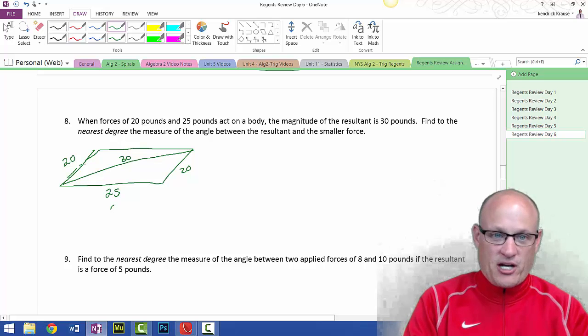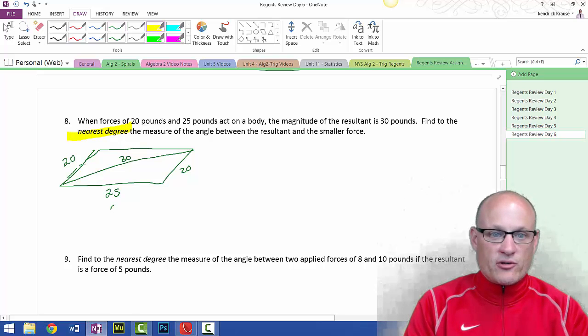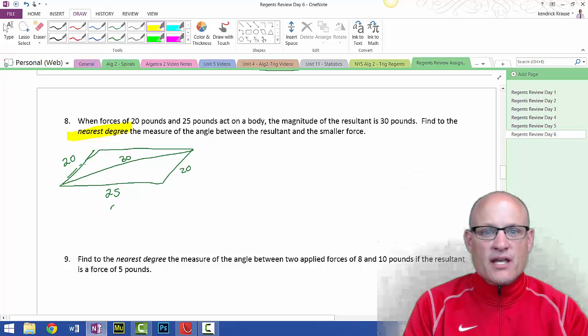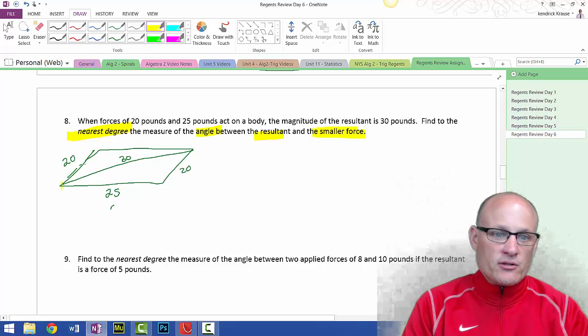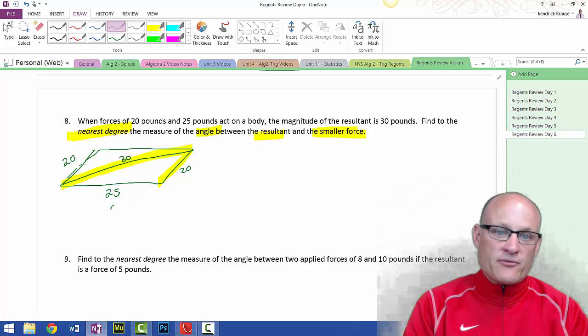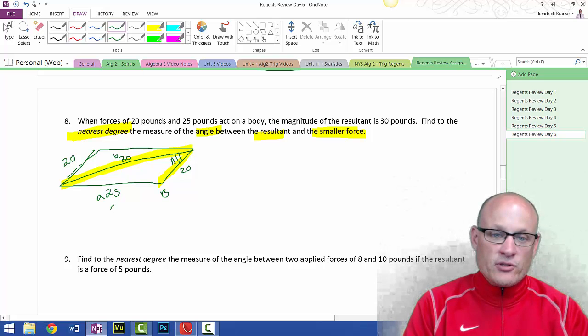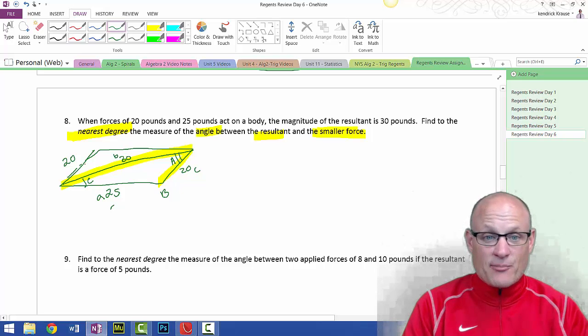So now I just want to be careful. I know I'm going to round to the nearest degree, and I want to find the angle between the resultant and the smaller force. So here's the resultant, and here's the smaller force. So I would like to find this angle. So I'm going to call this capital A, and I'll call this little a, and this will be B, and capital B, and this will be C, and capital C.